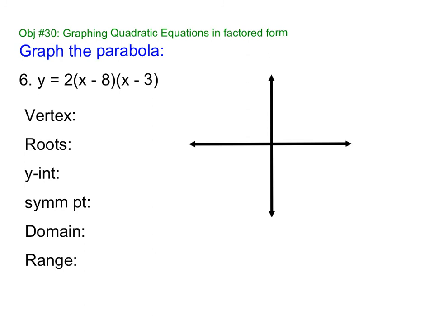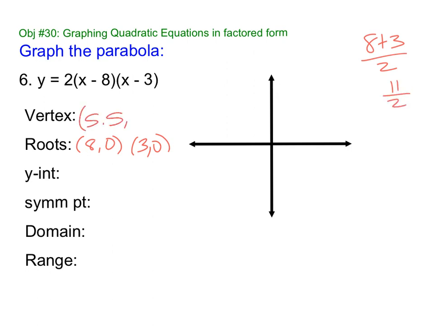All right, so my roots, I'm going to go through fast. 8, 0, 3, 0. You should do this on your own. This one's very doable. All right, so we got 8 and 3. The vertex, 8 plus 3 divided by 2. That is 11 over 2, which is 5.5. Plug in 5.5. I got negative 12.5. My y-intercept, 0. We get 48.